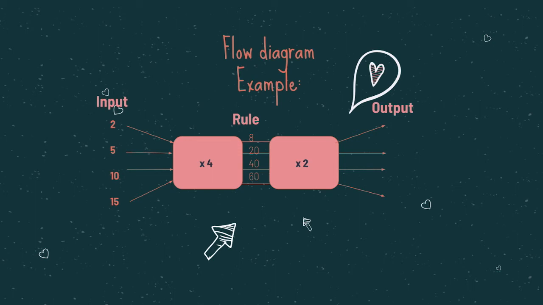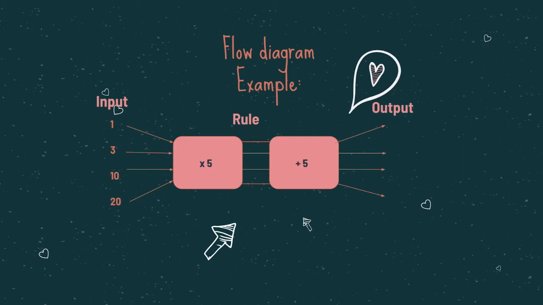8 times 2 is 16. 20 times 2 is 40. 40 times 2 is 80. And 60 times 2 is 120.